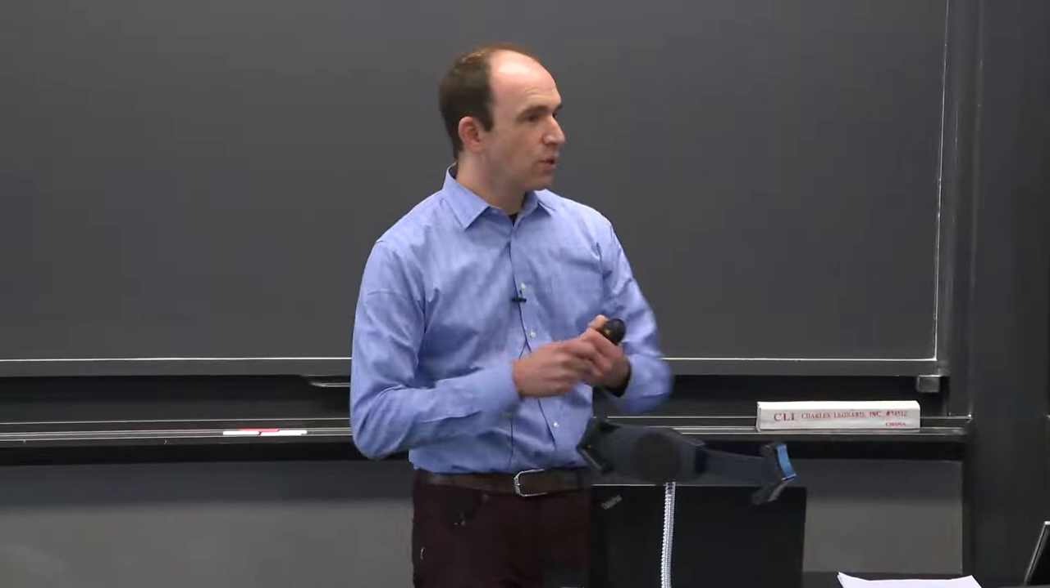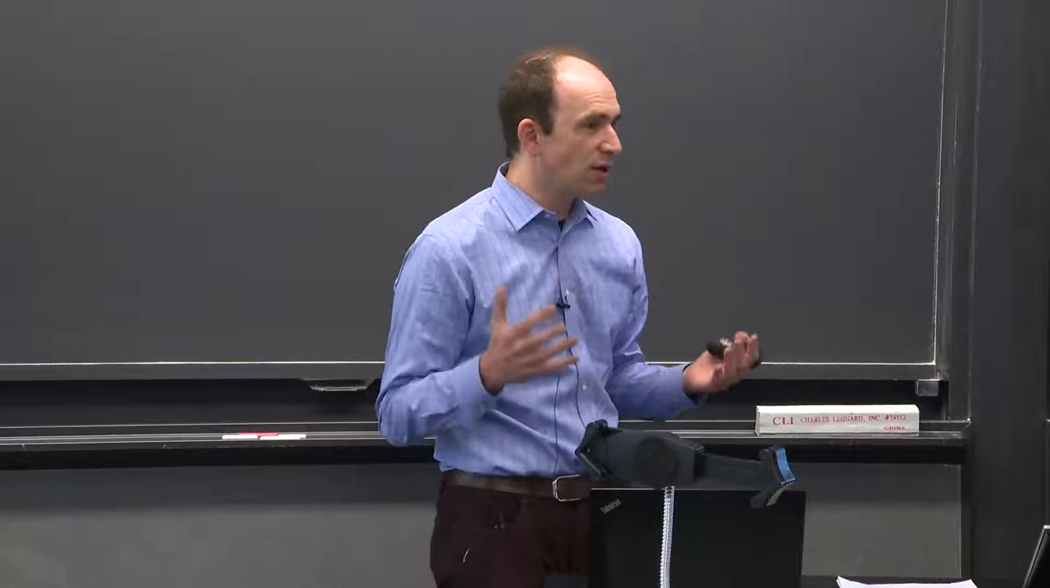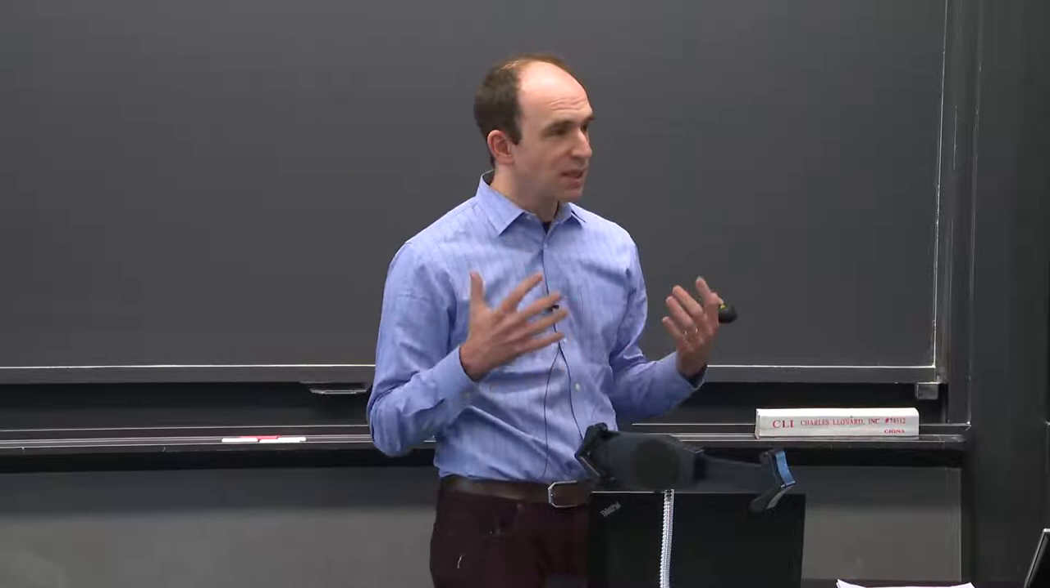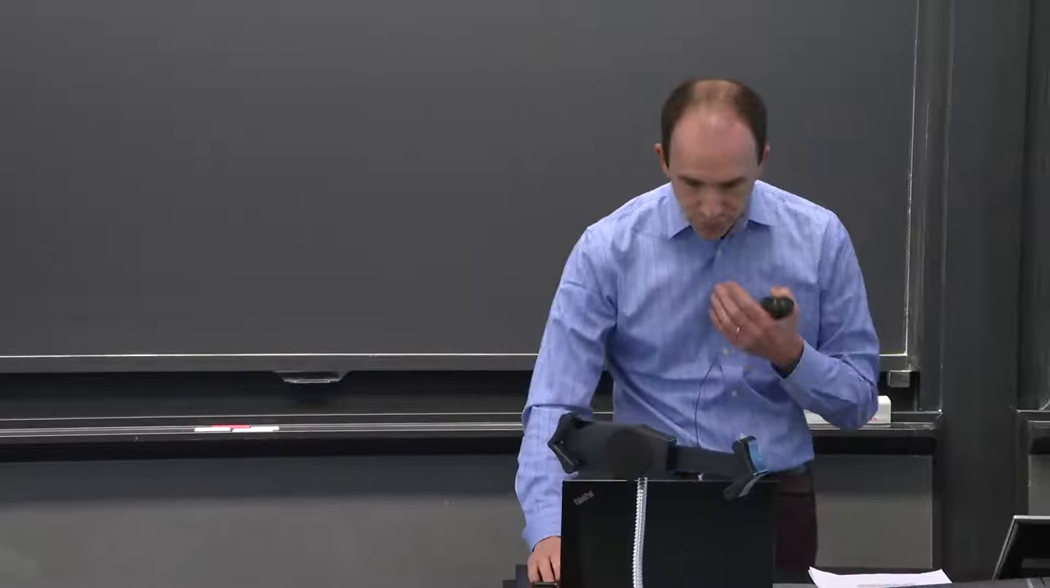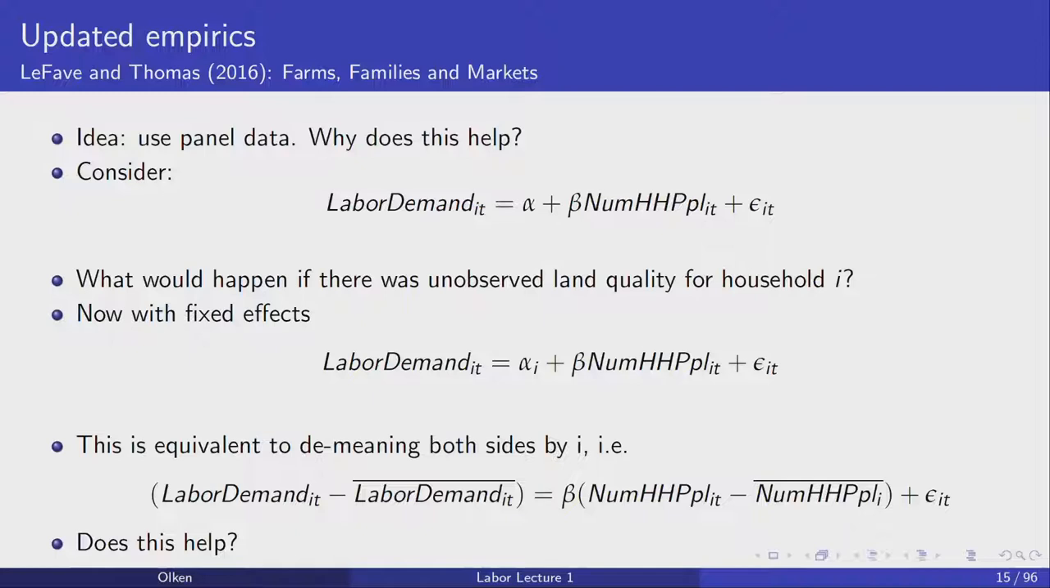So maybe there were people who had really good land. Those people would have more kids, and they'd be richer, and they'd also have more labor demand. That's the unobserved characteristic that we'd be dealing with, right? So fixed effects allow you to deal with that because we can use variation over time. If we ran this regression, but there was unobserved land quality that was correlated with both labor demand and people in the household, with fixed effects we're going to include that. It's equivalent to essentially demeaning things, and so that concern is no longer there, right?